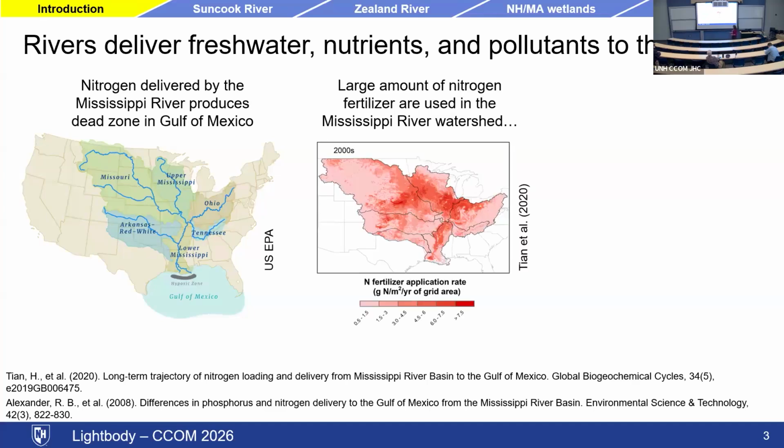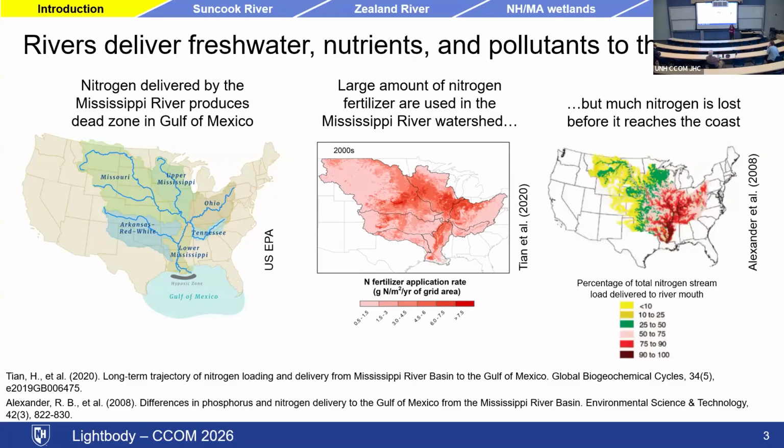For example, if we look at the Gulf of Mexico, we have a hypoxic zone, a dead zone in the Gulf of Mexico, that comes about as a result of nitrogen delivered by the Mississippi River. The bulk of that comes from fertilizer application to the Mississippi watershed. But not all of the fertilizer and the nitrogen that is applied to the watershed makes it all the way to the mouth of the Mississippi and enters the Gulf of Mexico.